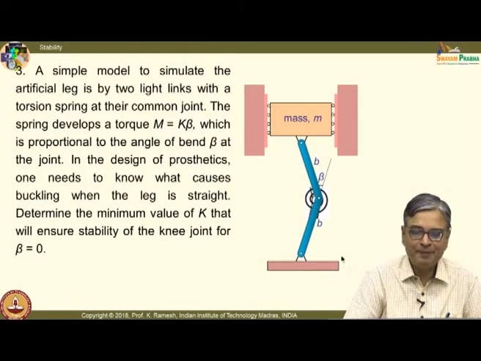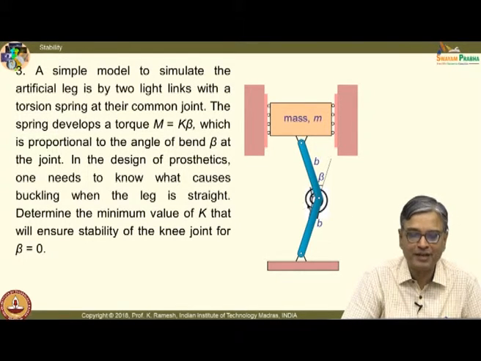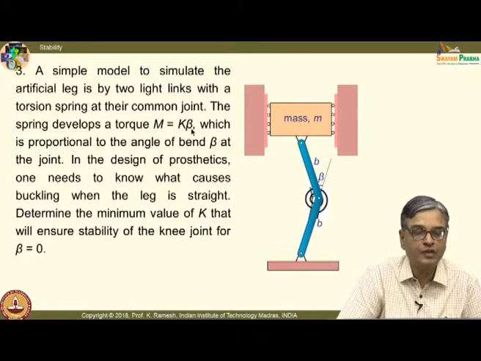Okay, and replace your knee functionality by a torsional spring. So, this will develop the restoring force depending on the angular position of the leg. And you are given in the problem statement, the spring develops a torque M equal to K into beta, and this beta is measured from this arm, and you measure what is the orientation of this.